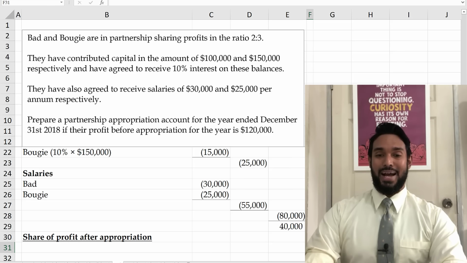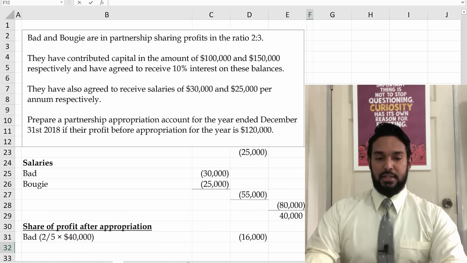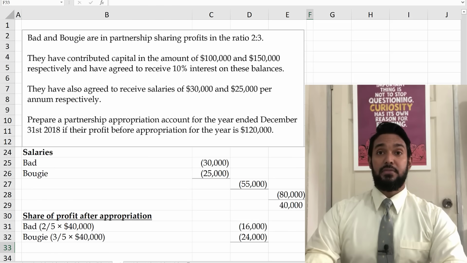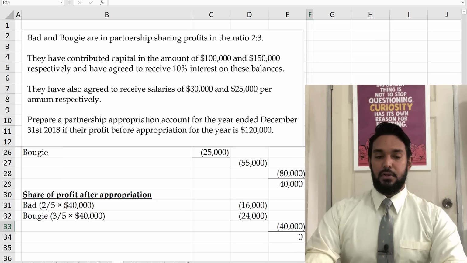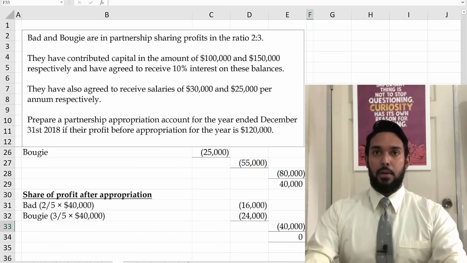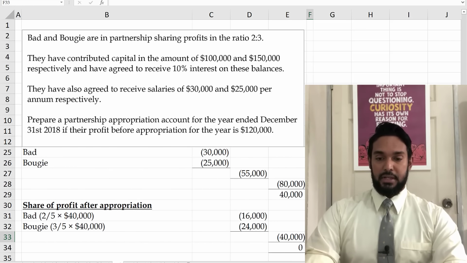What do we do with that? We add 2 and 3 together to get 5. Bad gets a 2/5 share. Bougie gets a 3/5 share. That's 16,000 and 24,000 respectively. Adding those two shares gives us back 40. And therefore we have our profit being shared between the partners completely.